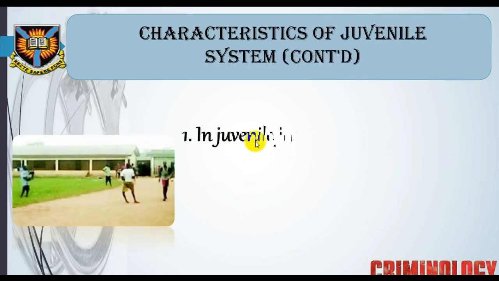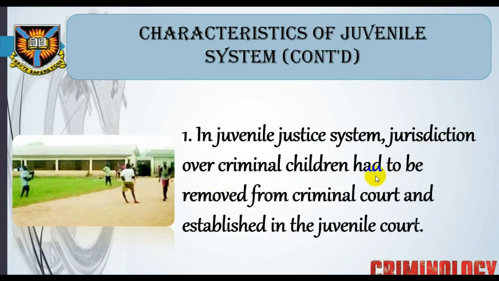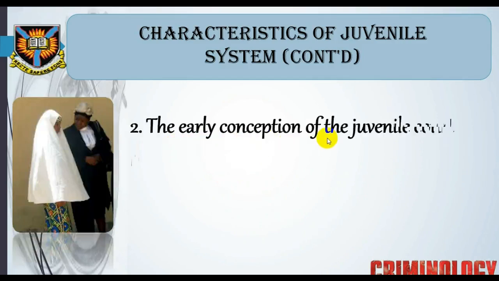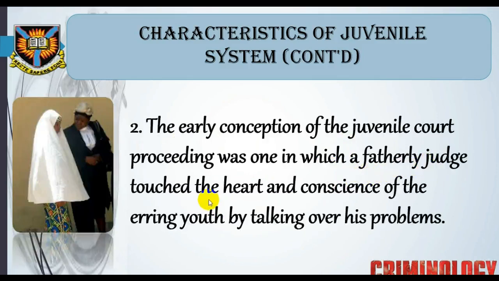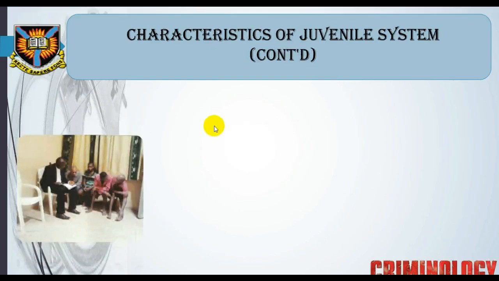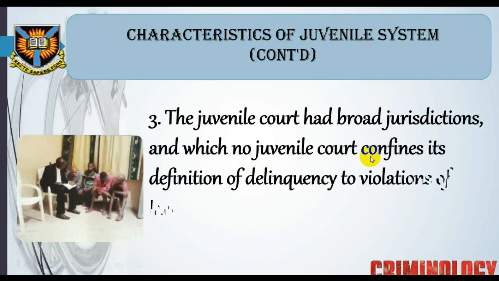1. In the juvenile justice system, jurisdiction over criminal children had to be removed from criminal court and established in the juvenile court. 2. The early conception of the juvenile court proceeding was one in which a fatherly judge touched the heart and conscience of the erring youth by talking over his problems. 3. The juvenile court had broad jurisdictions, and no juvenile court confines its definition of delinquency to violations of laws and ordinances.